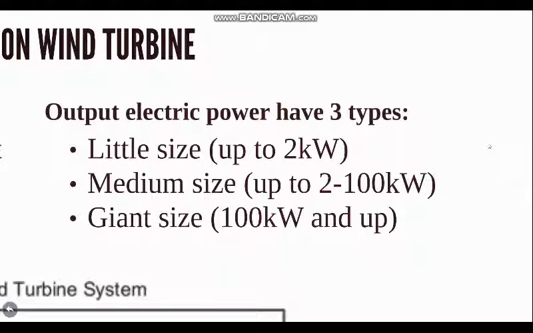Next, the output electrical power has three types, which are little size up to 2 kilowatt, medium size from 2 to 100 kilowatt, and giant size, 100 kilowatt and above. Giant size is usually accustomed to generating power for distribution functions, and it is mostly used to give power in the central grid.